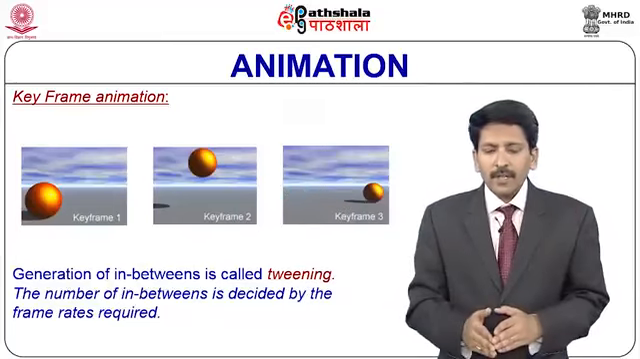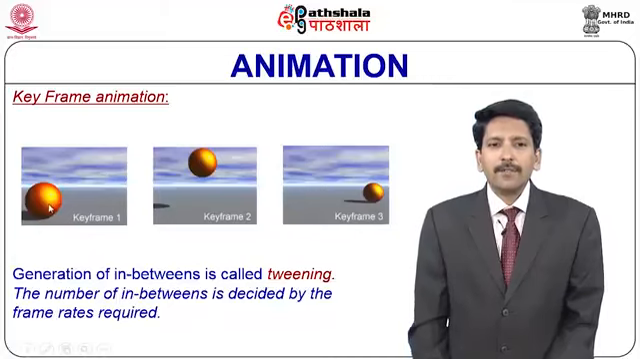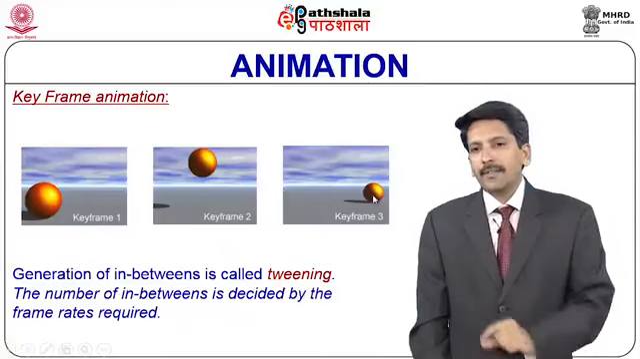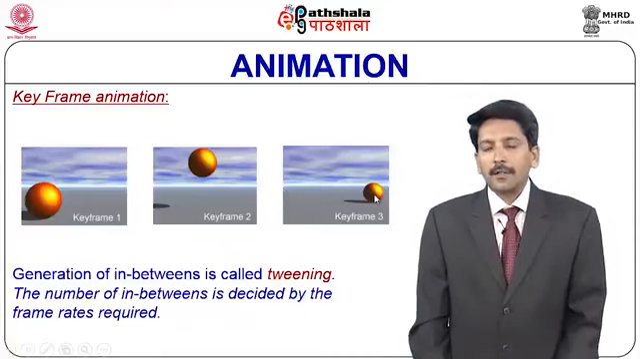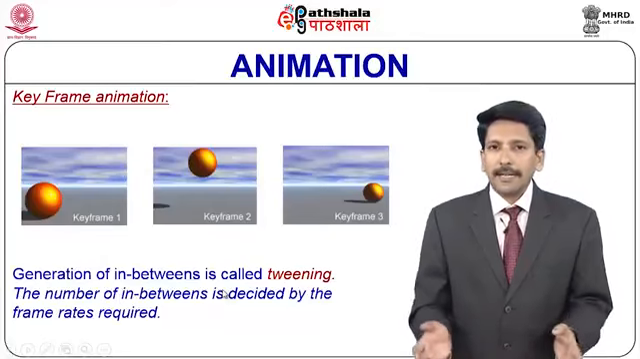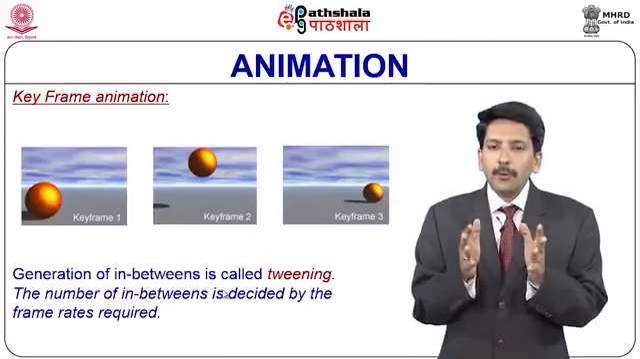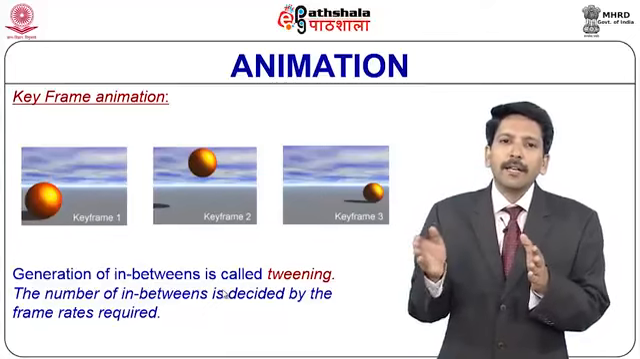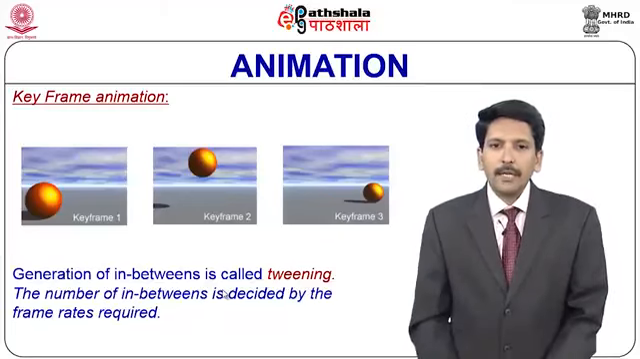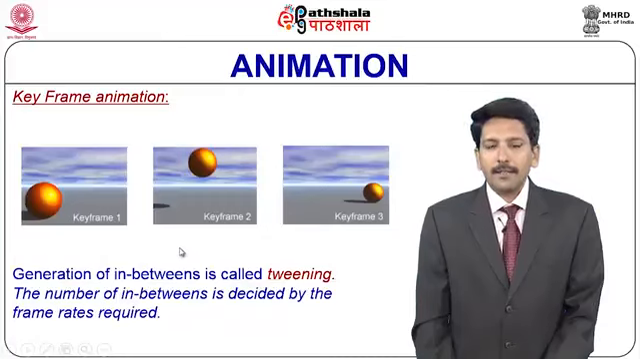So, once the keyframes are defined, as you can see in the figures here, the first keyframe has a ball positioned here, the second keyframe has the ball above, and the third keyframe has the ball to the right. Now you can give it to the software, like any animation software, and it automatically tweens. The word tweening means interpolating the in between frames, between 2 keyframes. The number of in betweens is decided by the frame rate as required.